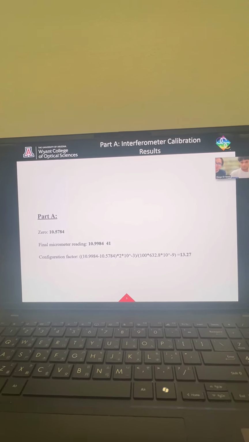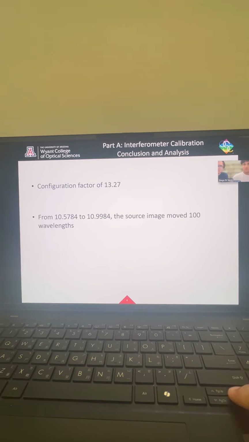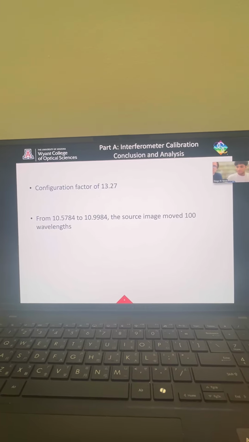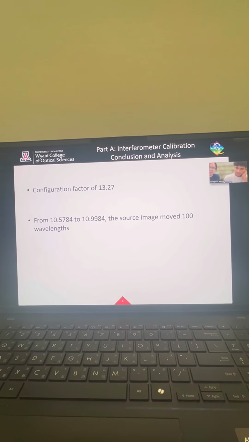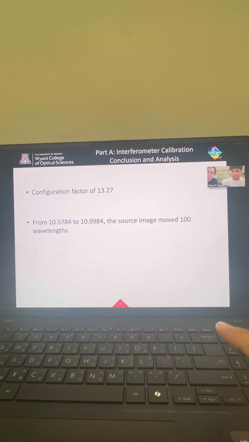So for Part A, here was the math that we got, and we ended up getting a calibration factor of 13.27. From these measurements, 10.578 to 10.998, the source image moved 100 wavelengths, or 100 fringes collapsed.